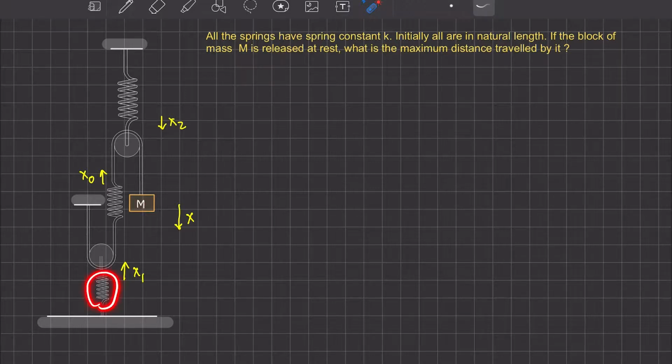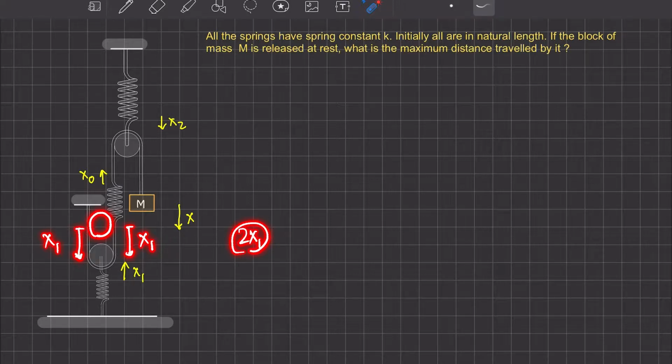What about this spring? If this spring moves up by distance x1, think this pulley is attached to this spring, so the pulley will move up by distance x1. That implies that on the left side and the right side, x1 and x1, a total of 2x1 amount of string will be left. So only due to this spring, the block will move further down by 2x1.